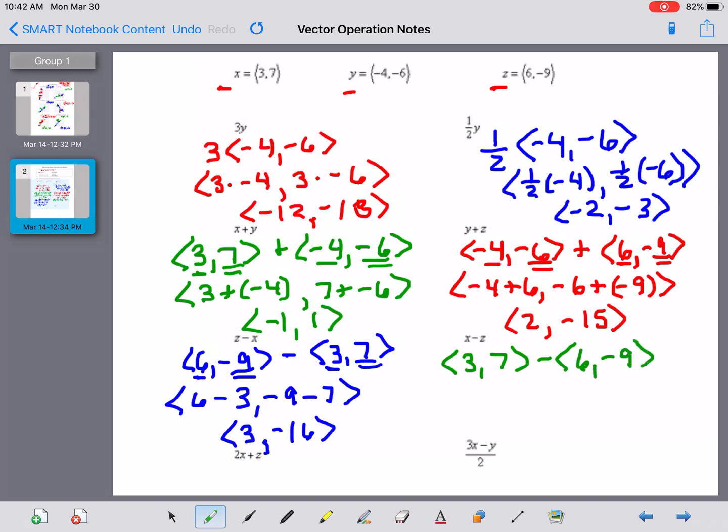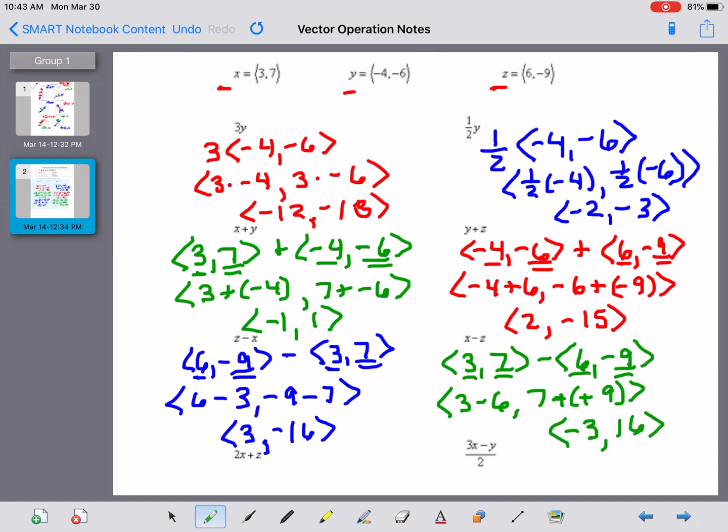So again, starting with my horizontal, I'm going to do 3 minus 6, and starting with my vertical, I'm going to do the 7 minus -9. Make sure we get both of those subtractions and the negative in there. So 3 minus 6 on my horizontals is -3. 7 minus -9. Remember, when we have minus and negative, we add the opposite, so that'll become positive 16. And I get the answer of -3, 16.